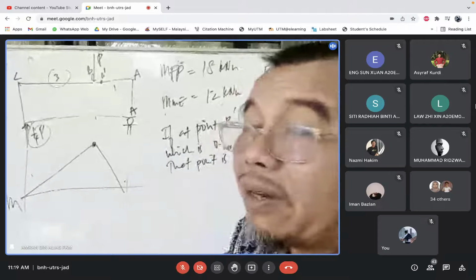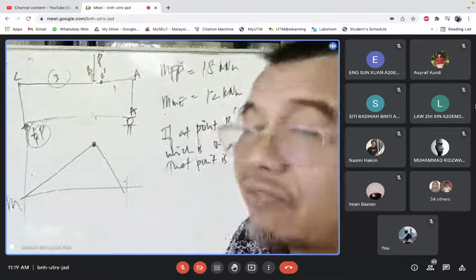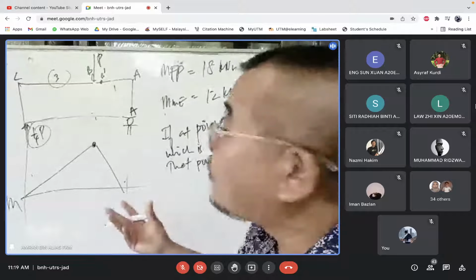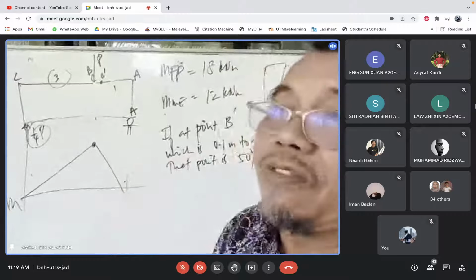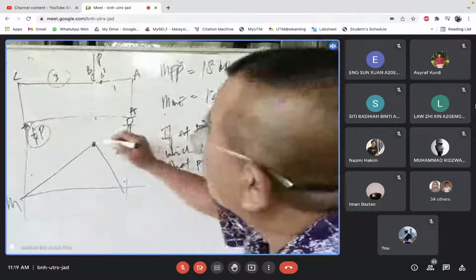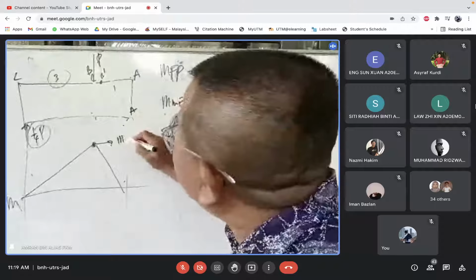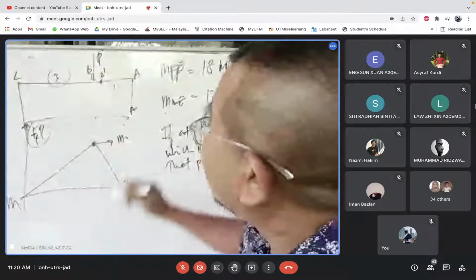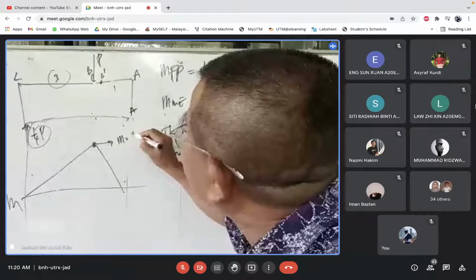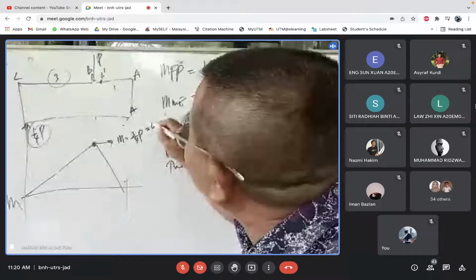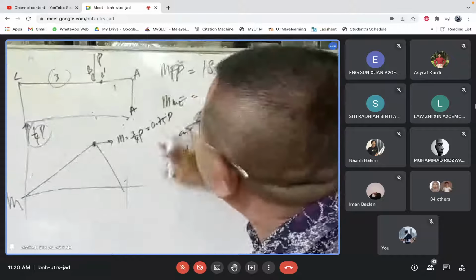How do we solve it? We are talking to ourselves. How does an engineer solve this? They are talking to themselves. Oh, this one is the moment here in terms of P. The moment here is 3 over 4P, equal to 0.75P. Is that true?